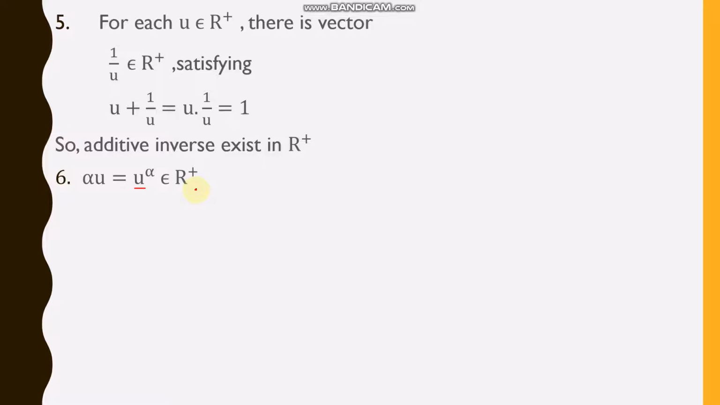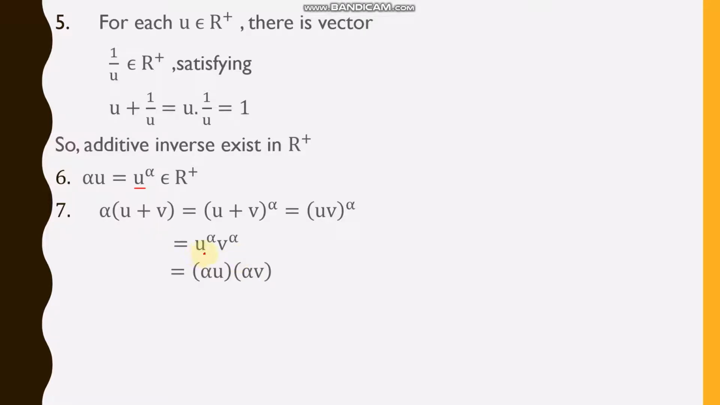Scalar multiplication is closed. Then alpha times u plus v. So when you multiply a scalar with a vector, what happens? The scalar comes in the power of the vector, right? So u plus v to the power alpha will come. Now u plus v, how do we have to do u plus v? Whenever the addition is there, it means you have to multiply here. So u into v to the power alpha. So this is equal to u to the power alpha, v to the power alpha. So this can be written as alpha u, this can be written as alpha v, right? So this is equal to alpha u plus alpha v.